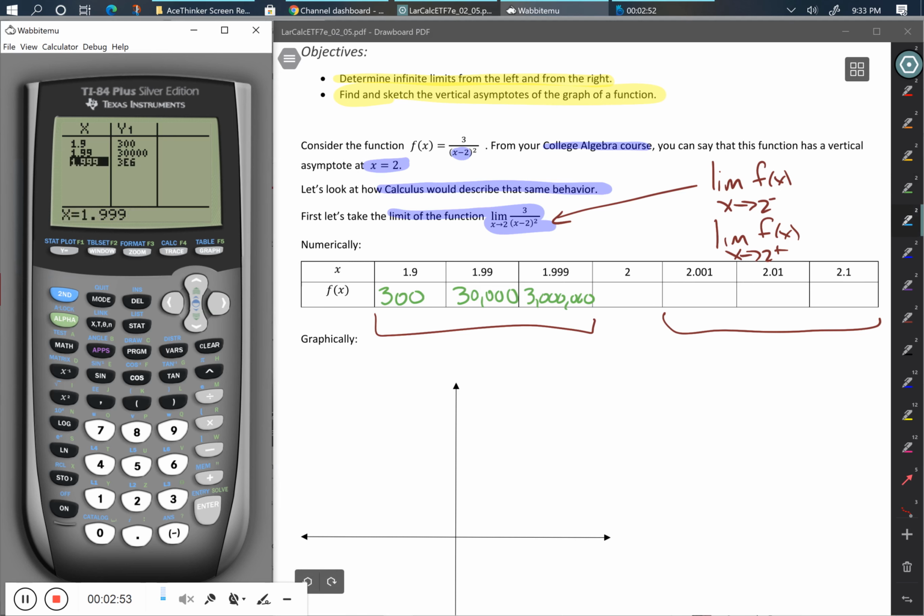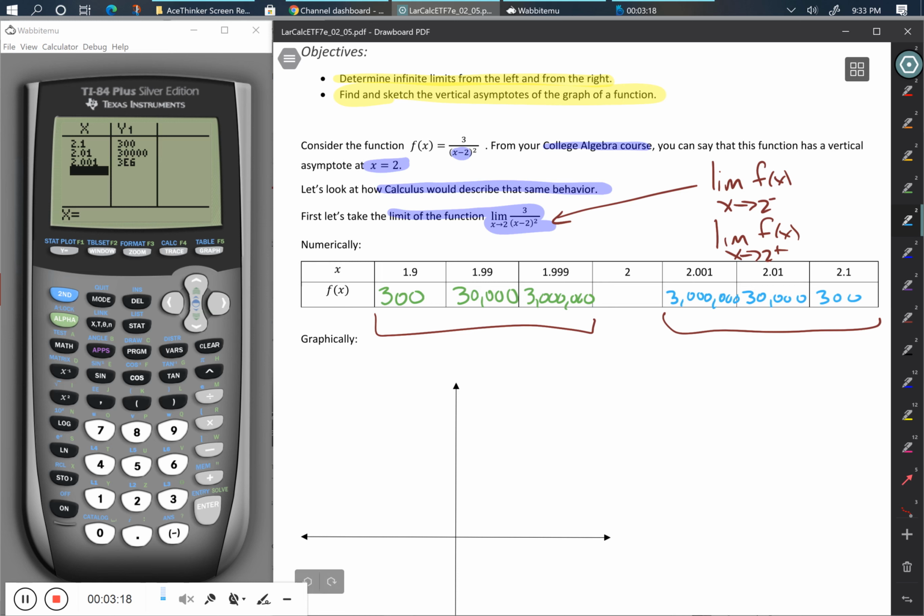Let's do the same thing from the right. So 2.1, 2.01, 2.001. I get the same values. This is also 300. This is 30,000. And this is 3 million.